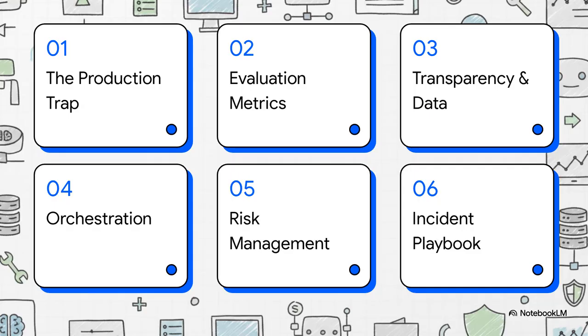Okay, let's dive into this and look at Sandeep Bhaumik's framework for production-grade AI. We're going on a rigorous 5-layer system design journey today. First, we'll look at the production trap, then move through layer 1, evaluation metrics, followed by transparency and reliable data, multi-agent orchestration patterns, governance and risk management, and finally, we'll wrap up with the incident response playbook.